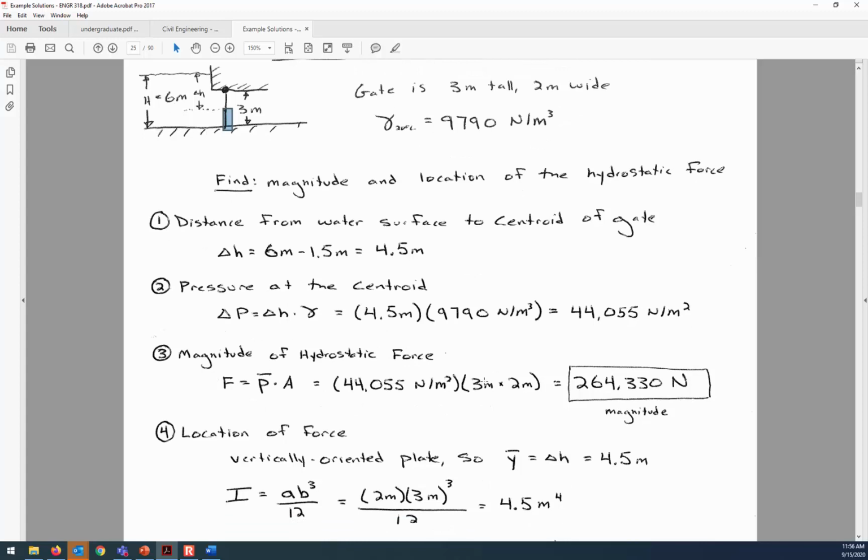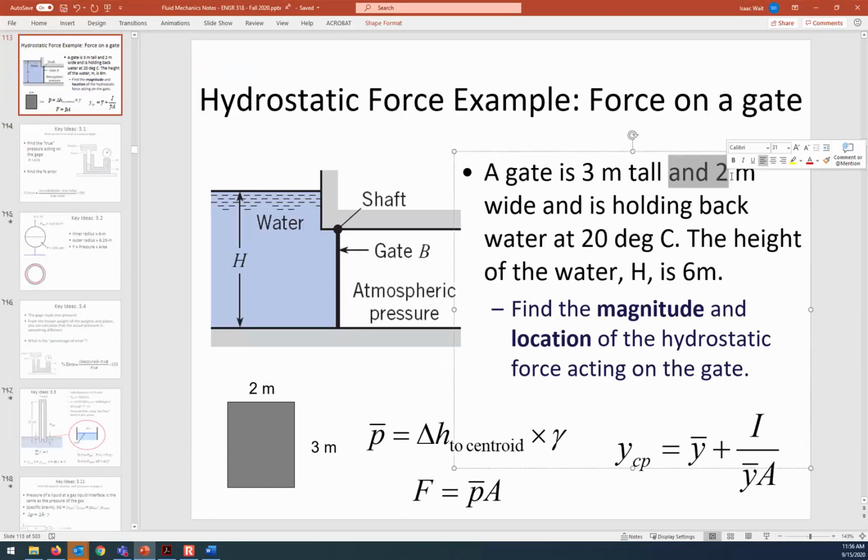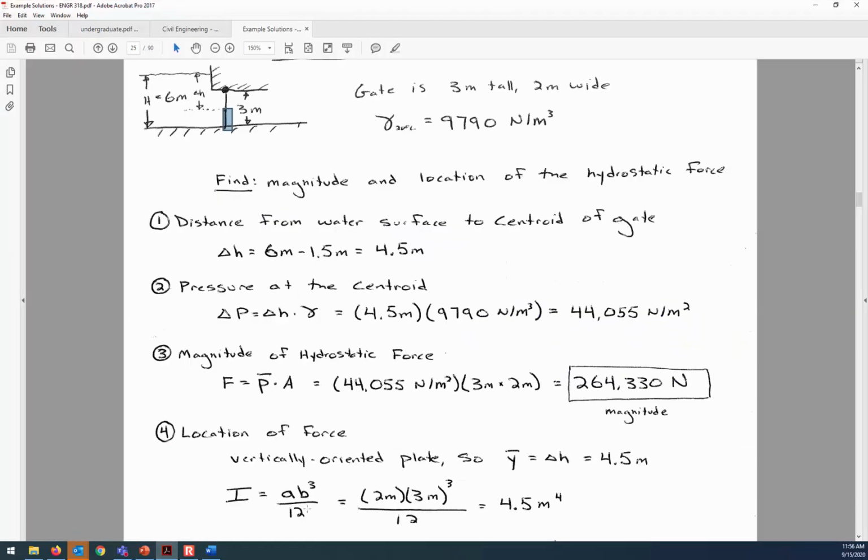So A is 2 meters and B is 3. A is the width and B is the depth parameter. The problem said that the gate is 2 meters wide and 3 meters tall, and it's fully submerged. So it's the full physical height of the gate that we're going to use as B. Okay, so the area moment of inertia is 4.5 meters to the fourth.